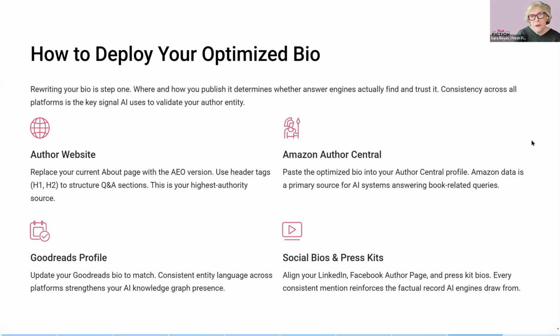But what you can do is use your AI to do this. Once you've written everything else, say, write it for my LinkedIn, write it for my Facebook author page about, put it in for my profile for Instagram, and it will cut down to the number of characters you're actually allowed. Once you've done it, you can replicate it in the different places you need to put it. And as long as it all looks the same, it reinforces the factual record that AI engines are using, because they're going to go to all these different places, just like a human does.